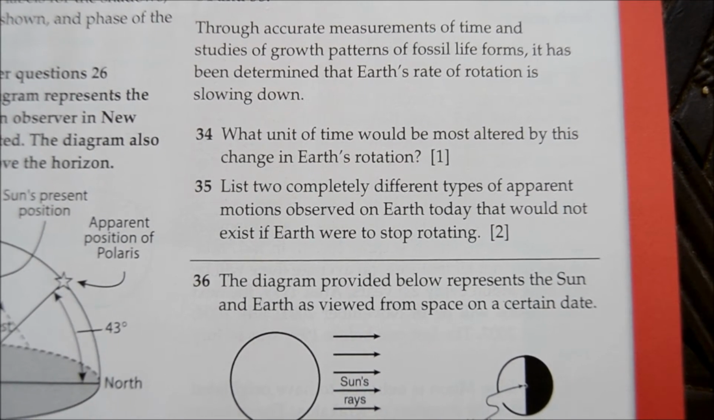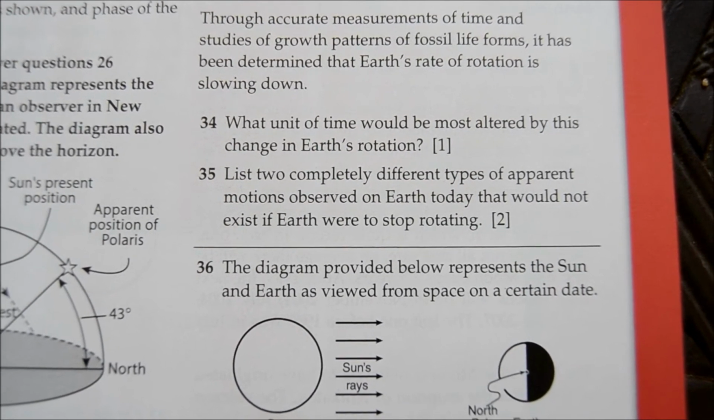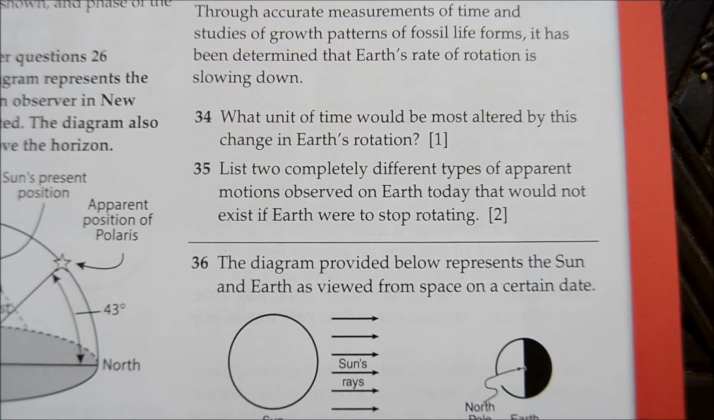35. List two completely different types of apparent motions observed on Earth today that would not exist if the Earth was to stop rotating.